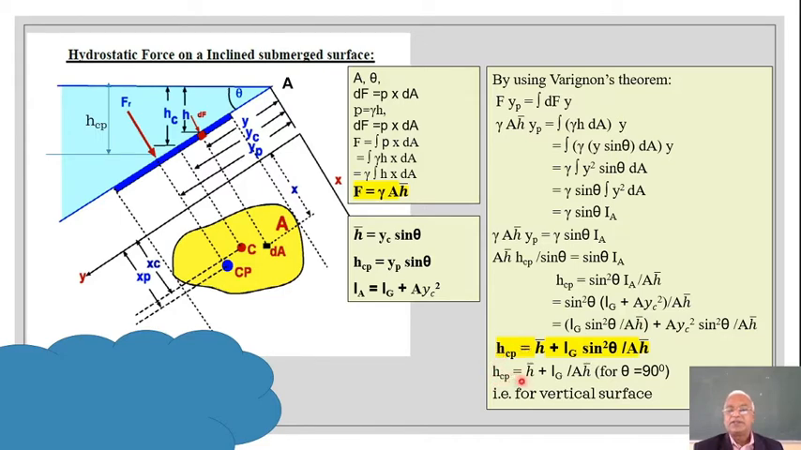So hcp is given by h bar plus Ig sine squared theta divided by A h bar. For theta equal to 90, sine theta becomes 1, because of that the equation gets transformed in this manner. So that is for vertical surface: hcp is equal to h bar plus Ig divided by A h bar. For inclined surface, this highlighted quantity hcp is equal to h bar plus Ig sine squared theta divided by A h bar is the equation. Okay, this correction can be taken. We'll continue with the next session.